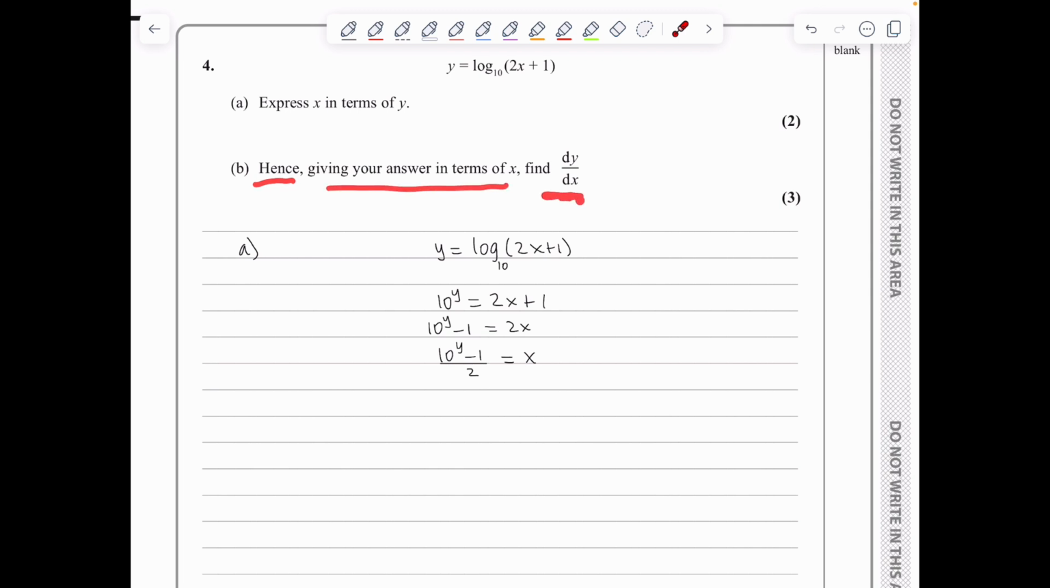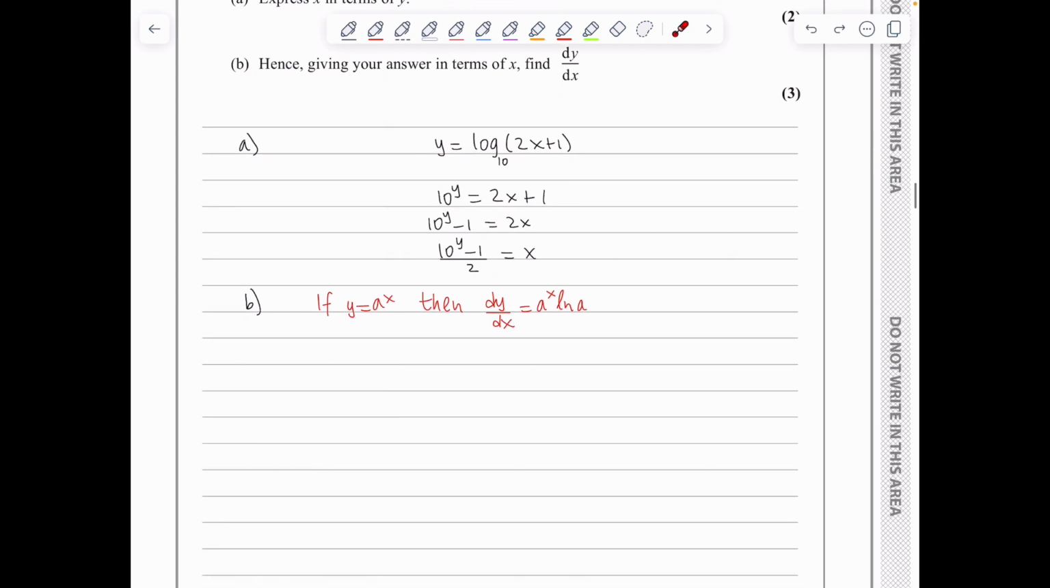So we need to use the result of part A. Well, in order to do that, let me start by reminding you that if y is a to the x, then the derivative is a to the x ln a. Remember, we have already established that x is (10 to the y minus 1) over 2. So instead of dy/dx, I will start by finding dx/dy.